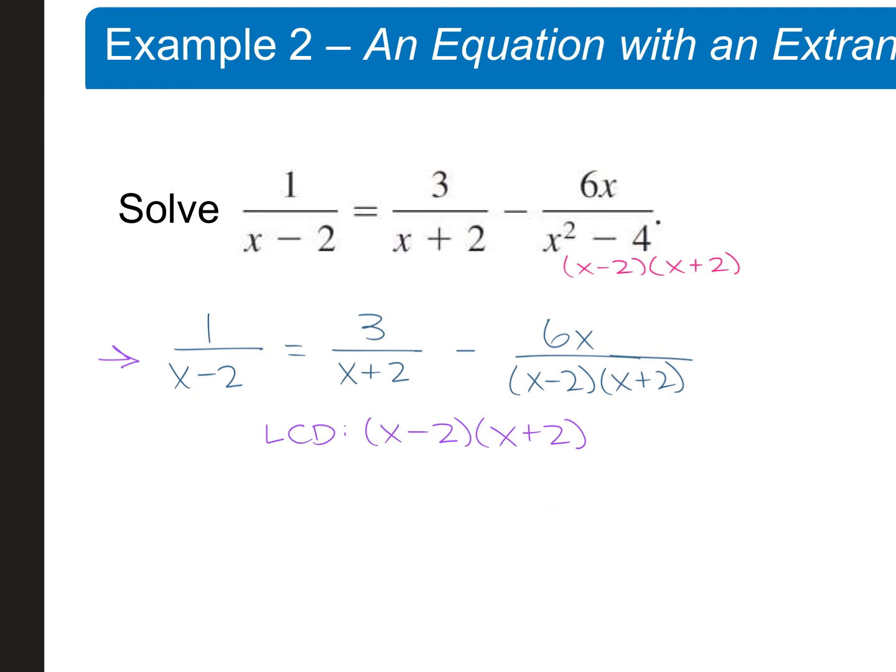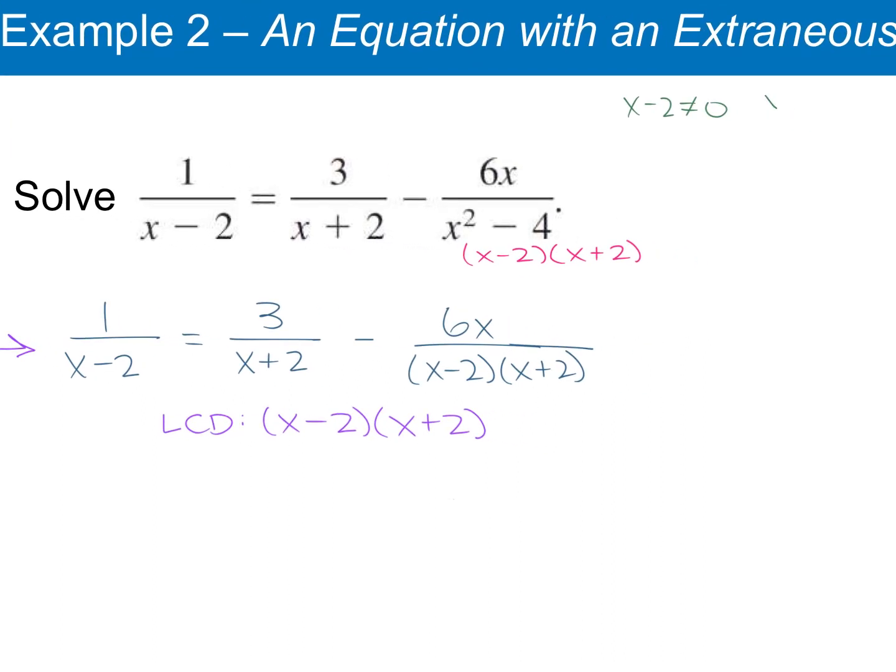You can do this one of two ways. Either you can find what x can't equal from here, or you can solve the entire equation, then plug your answer back into the denominator of each fraction, see if you get 0. It's totally up to you. I'd rather do it from here to give me what x can't equal. So if I do that, I'm going to set that x minus 2 not equal to 0, and I'm going to set that x plus 2 not equal to 0.